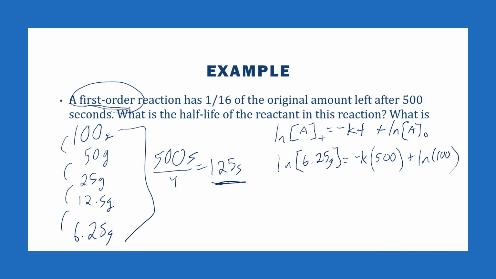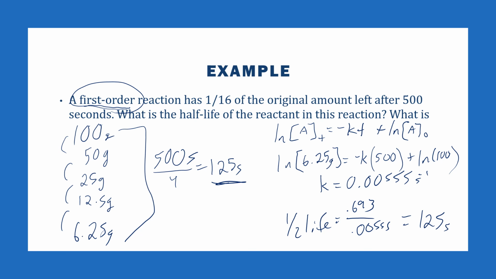So if I plug that in, natural log of 6.25 minus the natural log of 100, divided by 500, then the value for K is 0.00555, and the unit for K is inverse seconds because it's first order. From there, I can plug that into the half-life equation. Half-life for first order is 0.693 over K, and I know that my K value is 0.00555, and when I divide that, I get that the half-life is 125. So again, either way is fine. It just depends on the type of numbers that they give you.